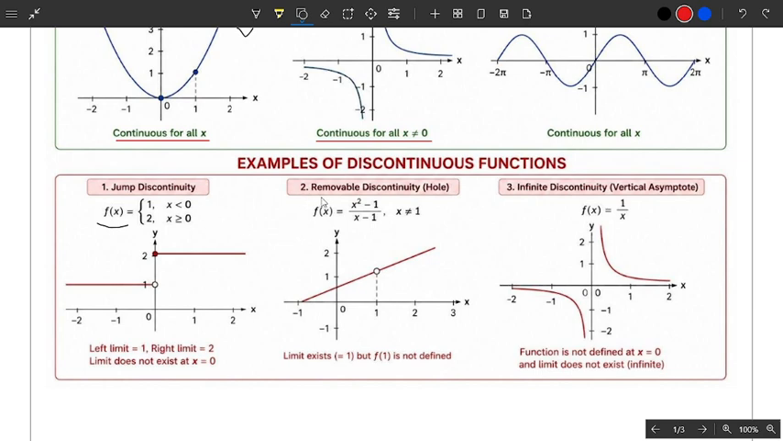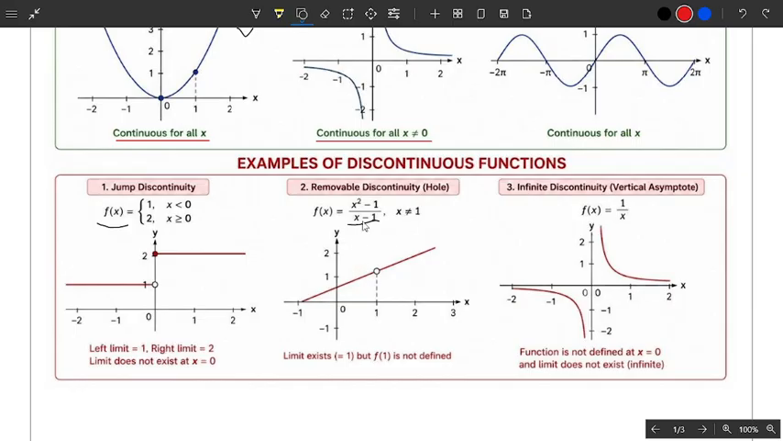All right, and we have a removable discontinuity, a hole. This is a rational function. Now you can see that if you are to find the functional value straight, you can substitute in. Realize that what you get here is 0 divided by 0, which is indeterminate, right? So the function is not defined at x equal to 1.